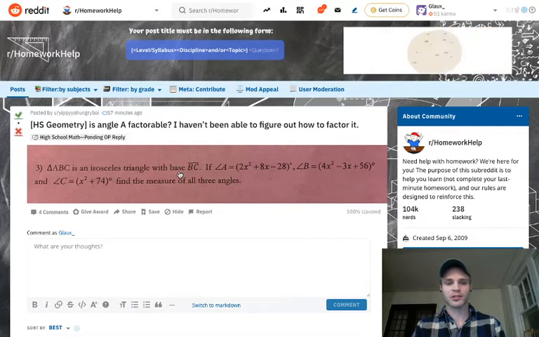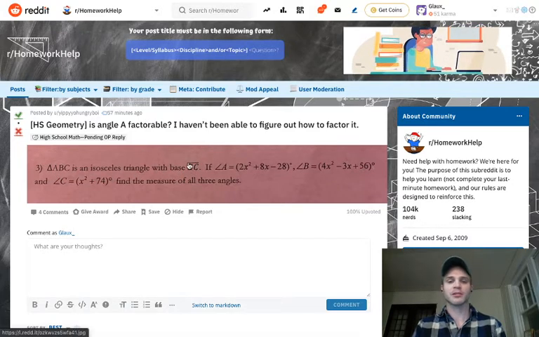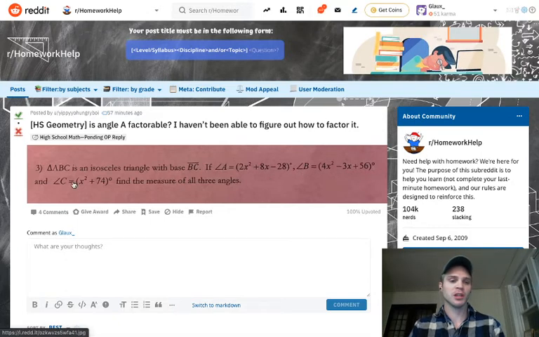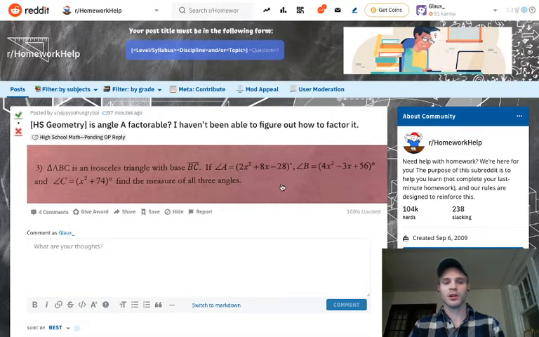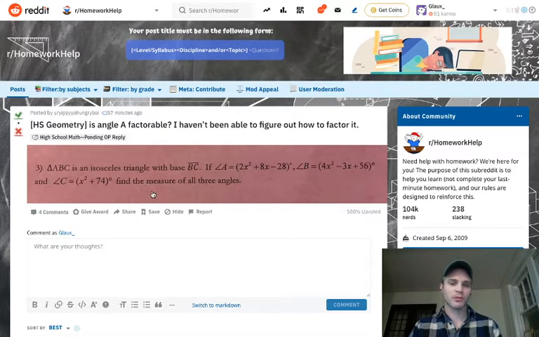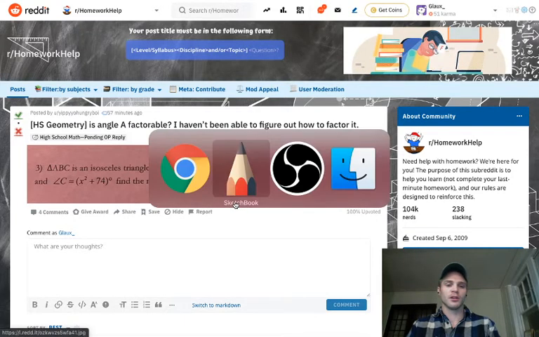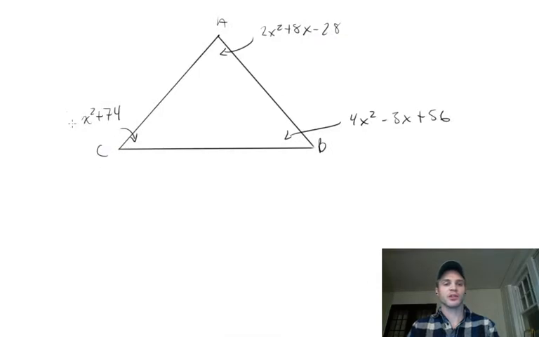All right, so we have a triangle. It's an isosceles triangle, and BC is its base. So that means that angle B is equal to angle C. And here we have expressions for angle A, B, and C. There's a couple different ways we could go about this. Since it is isosceles, we can set this equal to this, or we can sum all three of these angles up and then set them equal to 180.